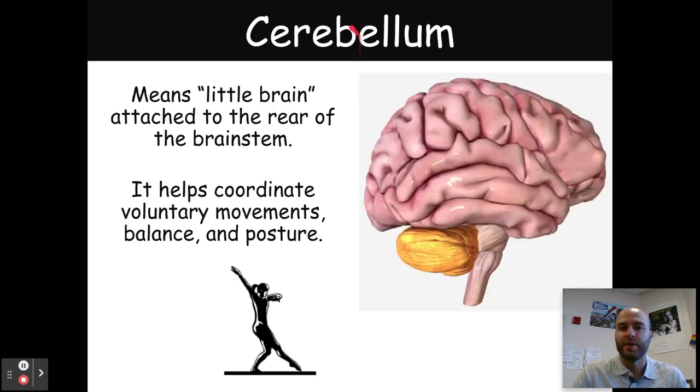Finally, the cerebellum is something which means the little brain, and it's attached to the rear of the brainstem right here. It's known as our little brain because it helps coordinate all of our voluntary movements and balance and posture. So if you were to have some type of brain damage to the cerebellum, you could have severe impairment with your voluntary muscle movements as well as your balance and posture, which would not be a great experience.